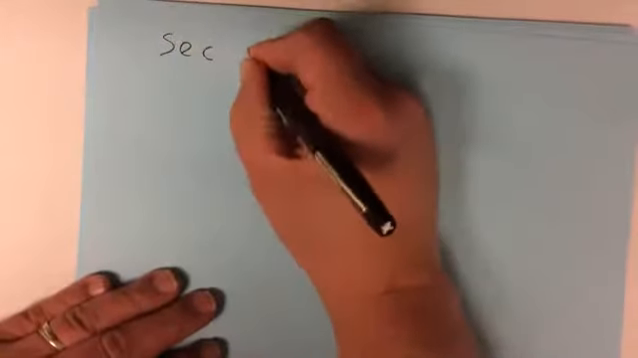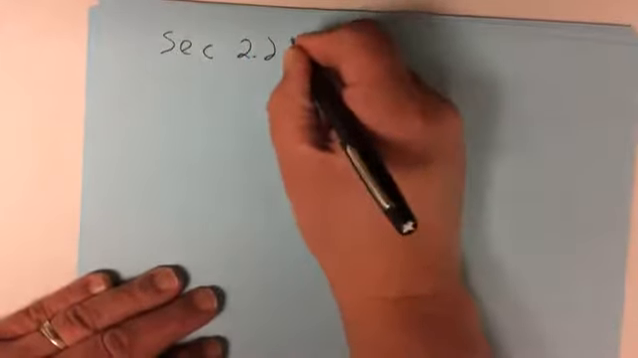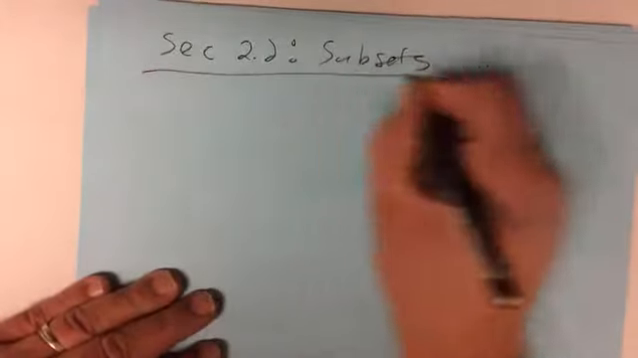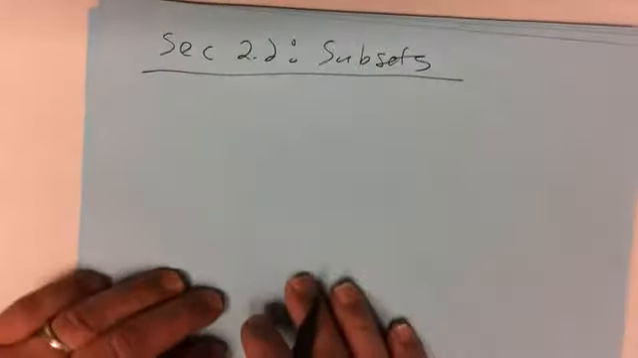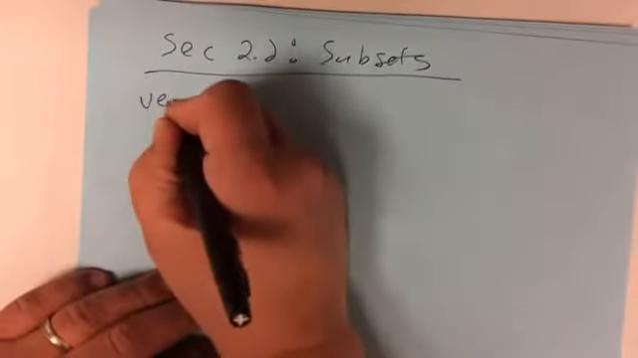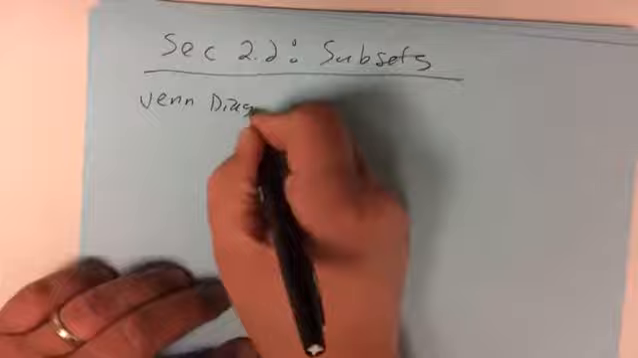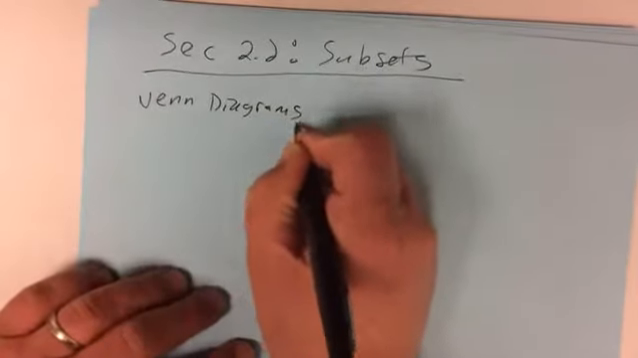Okay, we're going to talk about subsets in this video. So in your textbook, this is in section 2.2. It's on subsets. Okay, before I do that, I want to mention the idea of Venn diagrams. This is a good place to bring it in.